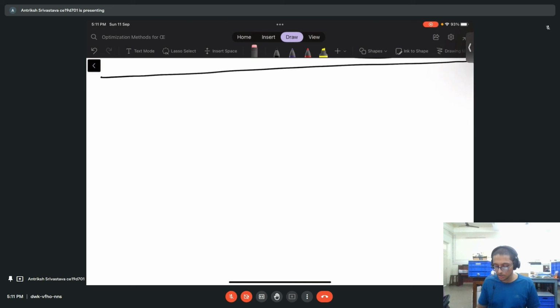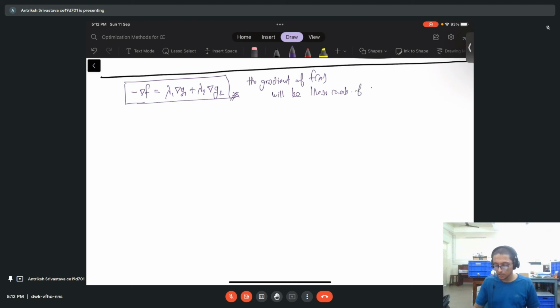So your doubt started from here, Mr. Pankaj. We knew that we can write the gradient of our function as a linear combination of the constraints at this point of optima. Till this, it was clear, right? Yes, sir. The gradient of f(x) will be a linear combination of the gradient of the constraints.